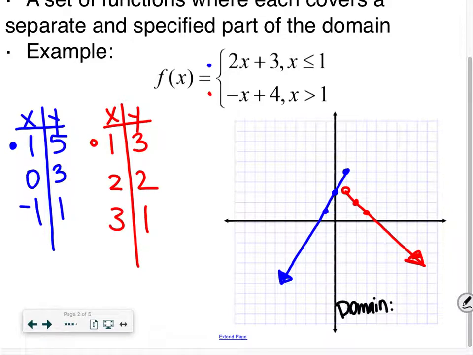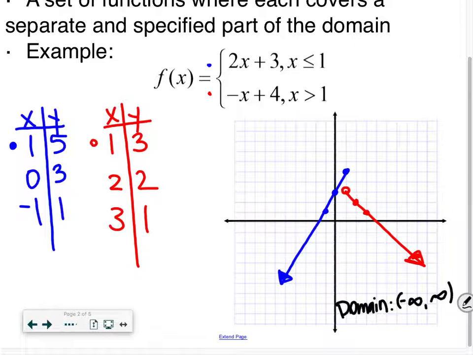Okay, we've already talked about the domain. If we go from left to right, we have x values everywhere. Even at 1, because even though we have the open circle, the closed circle is above it, so we have x values everywhere. So our domain is all real numbers. What about our range?